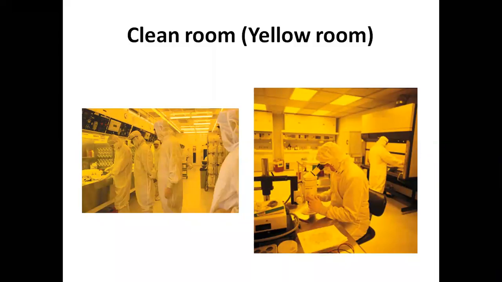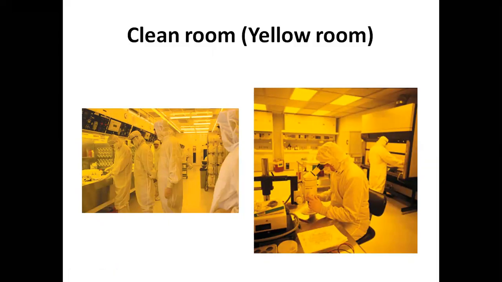Clean room is normally divided into two portions. One portion is known as the yellow room, whereas the other portion is known as the white room. These are the pictures of the yellow room. In the yellow room, actually, we are using a yellow light. As you see, the light that appears to you is yellow.